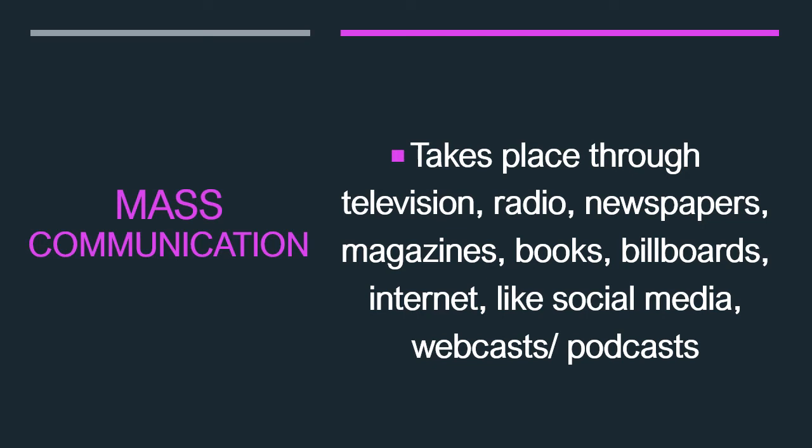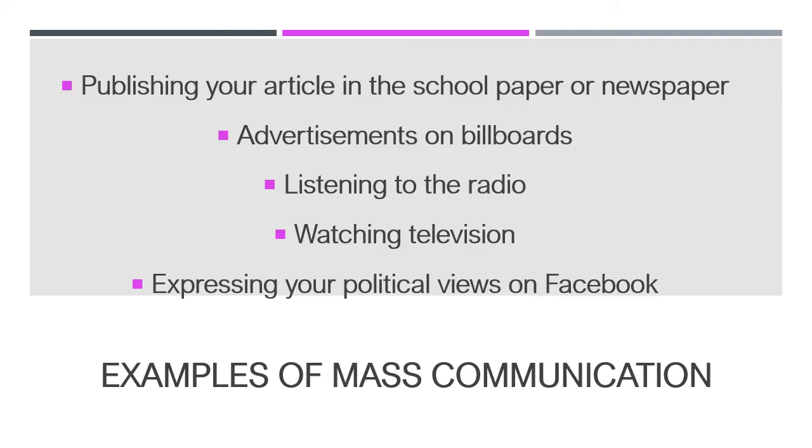What about mass communication? Mass communication takes place through television, radio, newspapers, magazines, books, billboards, internet like social media, webcasts, or podcasts. The following are some examples of mass communication: publishing your article in the school paper or newspaper, advertisements on billboards, listening to the radio, watching television, and expressing your political views on Facebook.